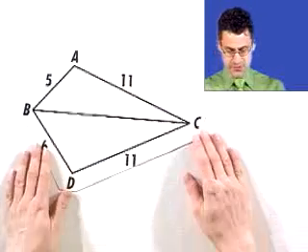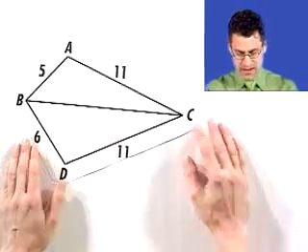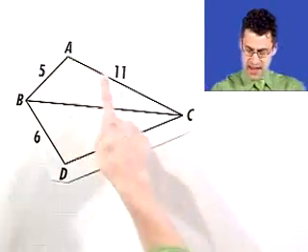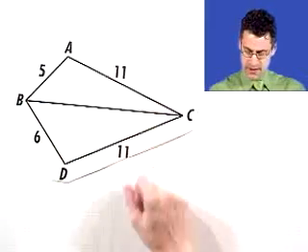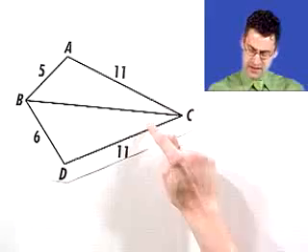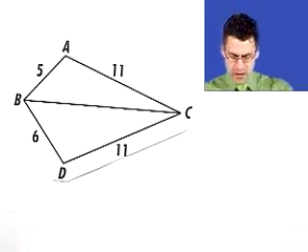Hey, let's take a look at some inequalities involving two triangles. So here's the first one. What I'd like us to do is compare this angle, angle ACB, right there, to angle BCD, right here. So I want to compare these two angles. Well, how can I do that?